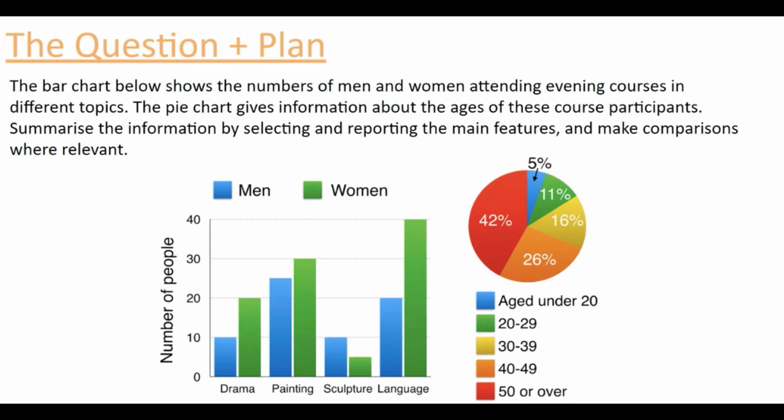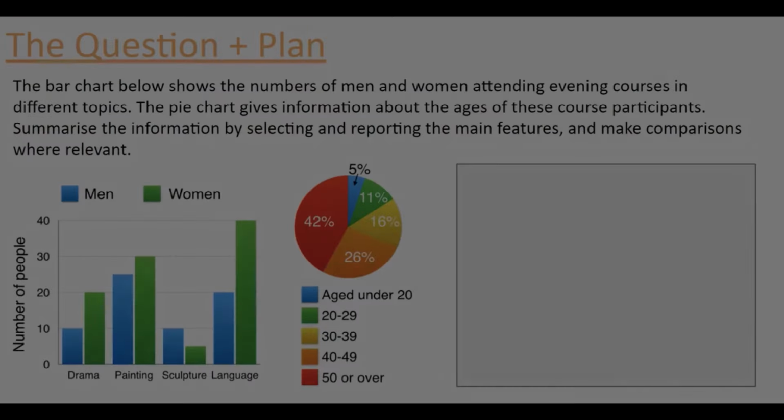So, 2 pieces of visual information here, a bar chart and a pie chart. I'm beginning to think about grouping. I'm beginning to analyze the data a bit so that I understand what I'm seeing. What's the big picture? What sort of things can I specifically describe? So let's go on to our plan now.